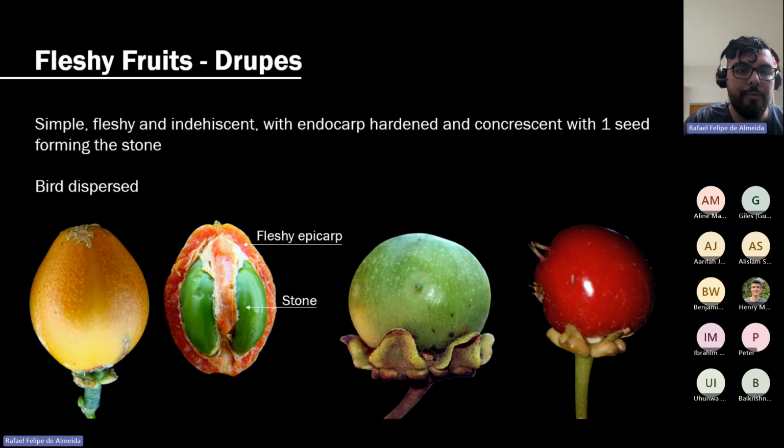Talking lastly about fruits, we have the group of fleshy fruits, which are simple, fleshy drupes, with the endocarp hardened and concrescent with one seed, forming the stone.